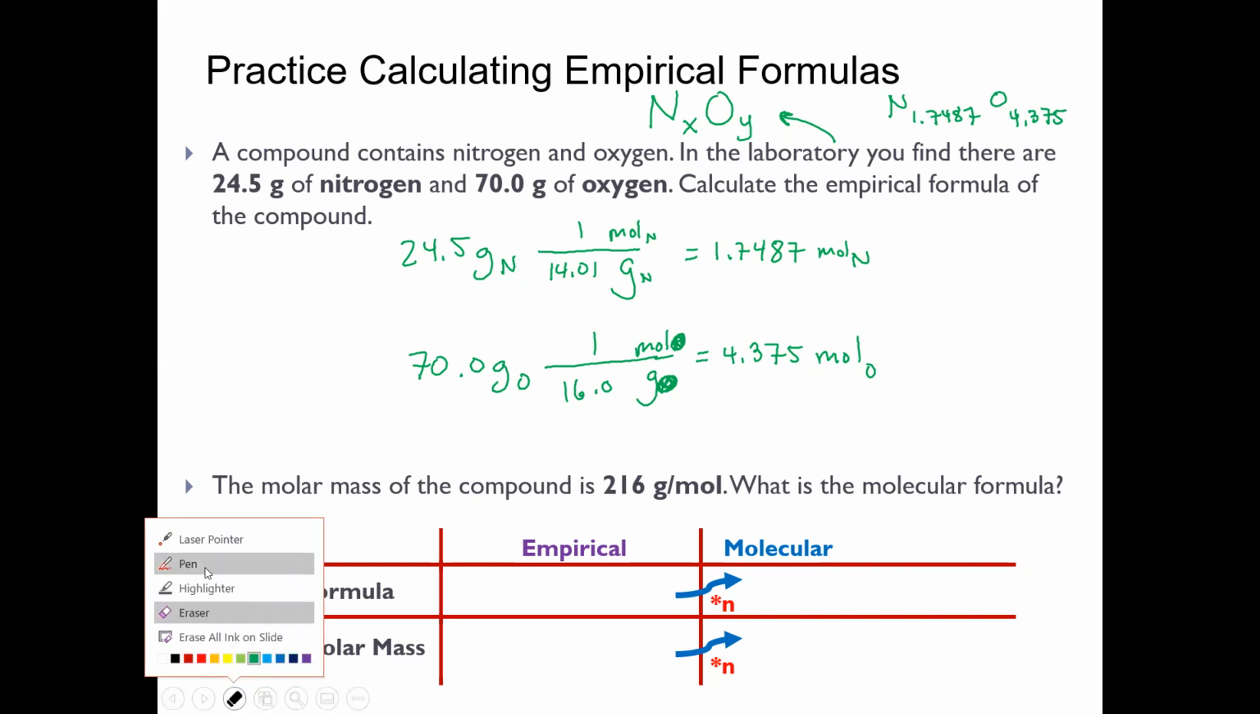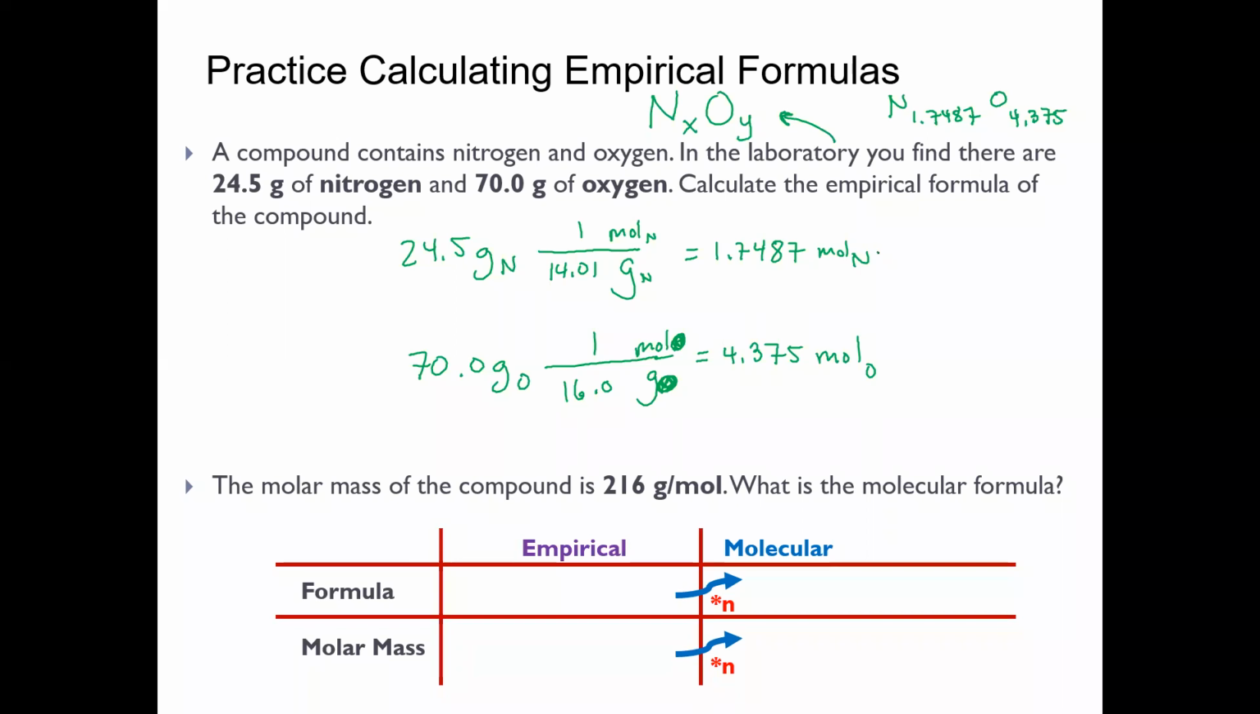So we can do one extra step here. We can scale these by dividing each of them by our smallest value. Here our smallest value is 1.7487. So let's scale this ratio down by dividing both of them by this. This is a good math trick because we're looking for whole numbers. And there we go. We have at least one whole number. 1 mole of nitrogen. Anything divided by itself is just 1.